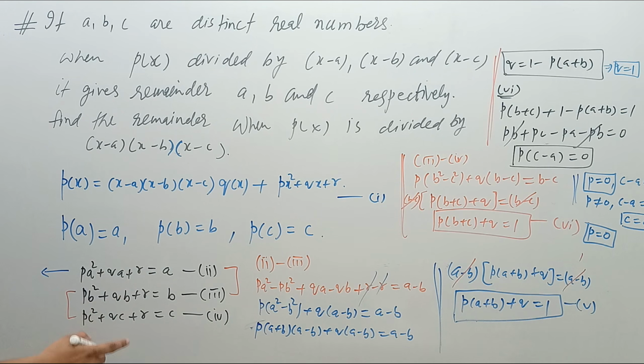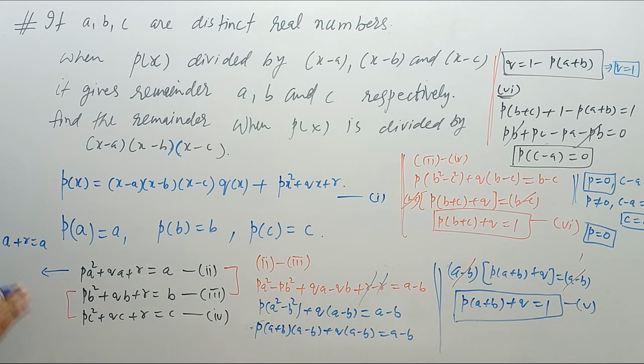So let me take the value of p and q in the second equation. When we are keeping the value of p to be 0, then q is 1, then this will be equal to what? 0 times a square means 0, plus q is 1, means 1 times a is a, plus r is equal to a, right?